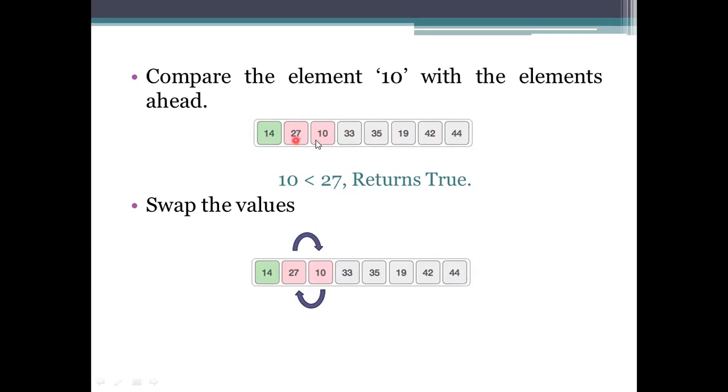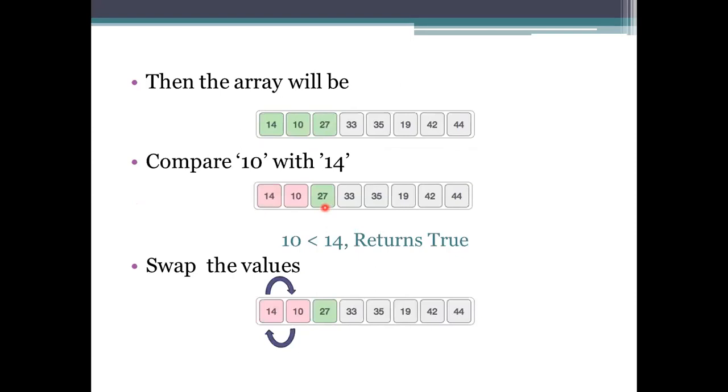Now we are comparing the two values, 27 and 10. The key element will be compared with the element at the second position. It is less than the value here, so it returns true, and we need to swap the values being compared. After swapping, the array will be like this. These are the elements after the comparison of 27. Then we need to see whether it has reached its own position or not.